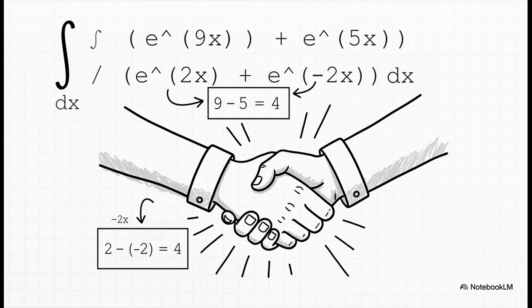In this example, m is 9, n is 5. So 9 minus 5 is 4. Okay. Now in the denominator, p is 2, q is negative 2, so 2 minus negative 2 is also 4. The handshake is confirmed. So now we just plug our values into that simple shortcut formula, e to the (m minus p)x over (m minus p), and boom, problem solved. No long derivation needed at all.